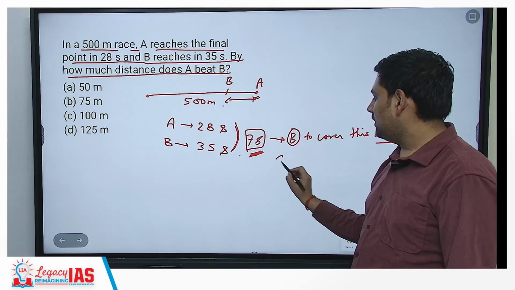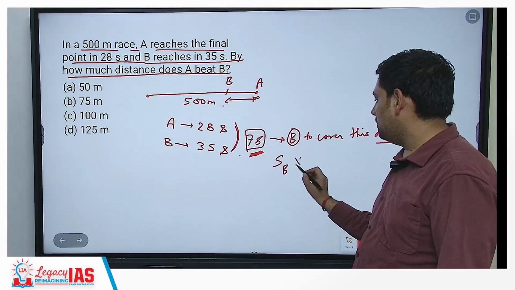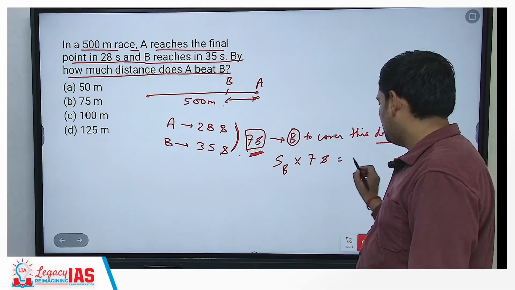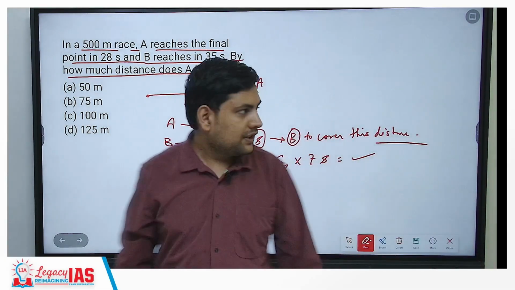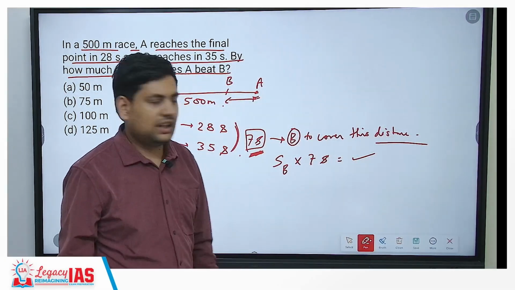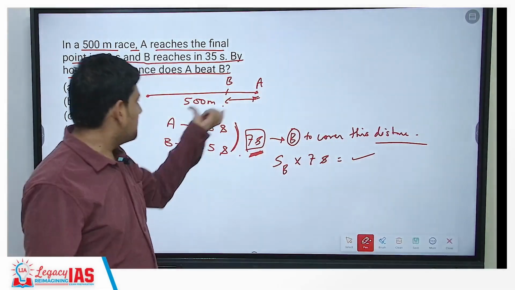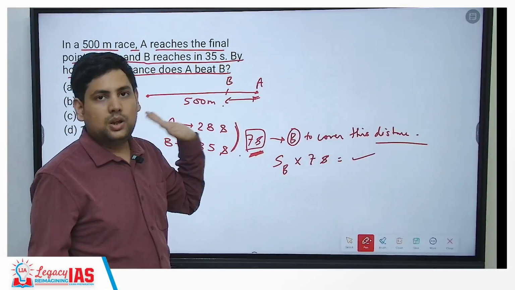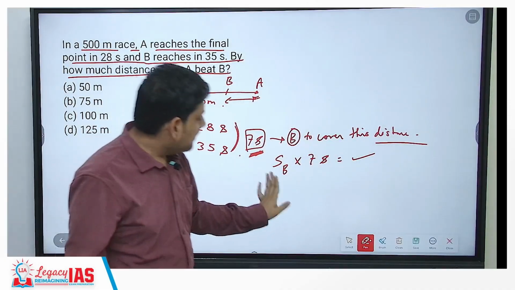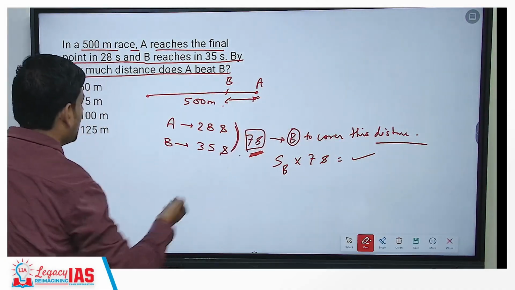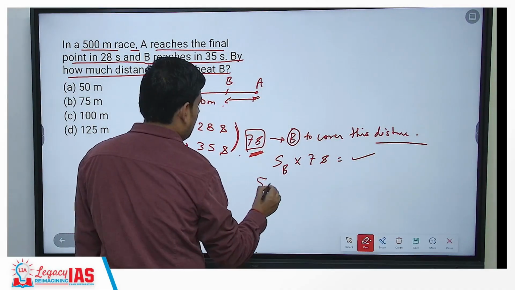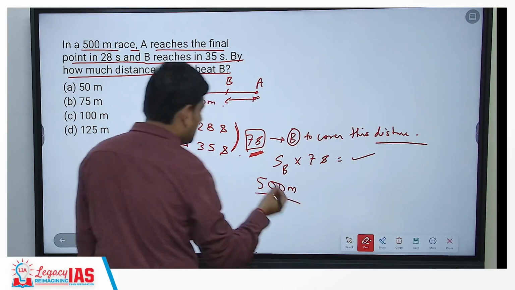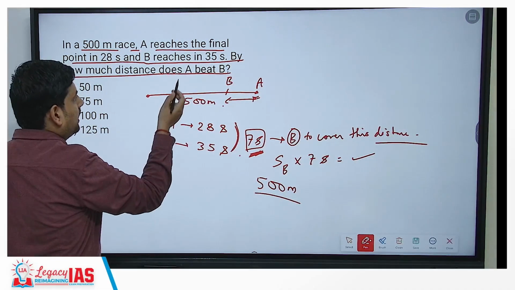It will be speed of B into 7 seconds. Understood? Speed of B into 7 seconds will give me what? This distance by which A won against B. Now, if this is so, now speed of B I have to calculate. So speed of B will be what? 500 meter, this is the distance, upon time.